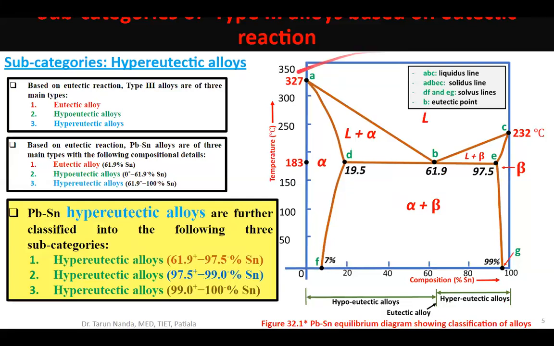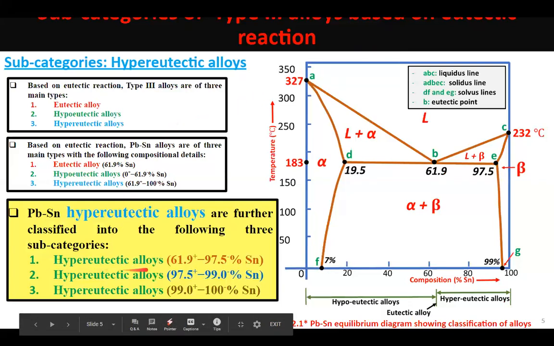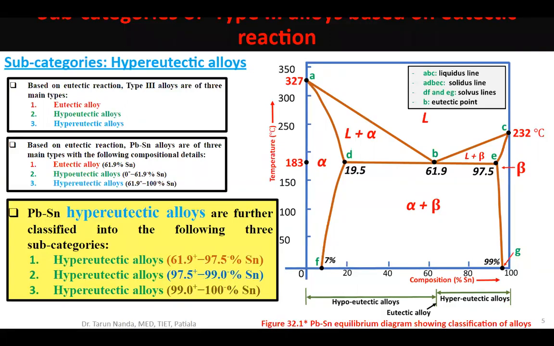So today I will take one case from this category, one case from this category, one case from this category, and for each of these three cases we'll discuss the equilibrium cooling so that we can see what microstructural changes are taking place when we cool the particular alloy right from the molten state till down to the room temperature.